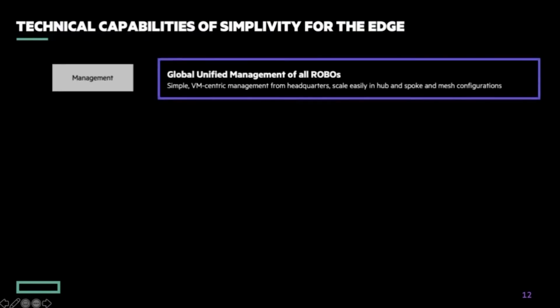Now, we looked at some of the core capabilities, but let's talk about the technical capabilities that make Simplicity the right solution for the edge. Management. We talked about the global unified management, but edge sites, wherein they are geographically distributed, can all be managed from a single pane of glass right from the data center. And the customer can create a backup policy wherein all the backups from each edge site are automatically backed up to the core site, making sure that the hub and spoke configuration is easily managed so that you really don't need an IT admin at the edge site.